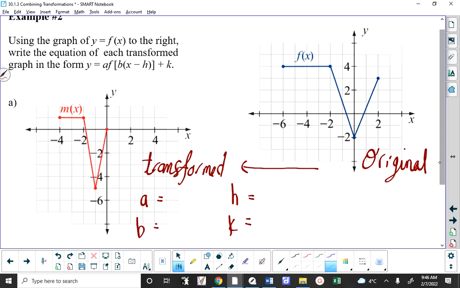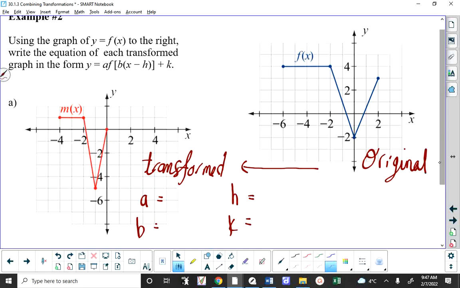So the tips and strategies I'm going to give you here are just that. They're tips and strategies. The first thing I want you to do is look at the general shape of the original graph and the general shape of the transform graph. Has anything been flipped upside down or left to right? No. The corner of the V is on the bottom on the blue graph, and the corner of the V is on the bottom on the red graph. So it hasn't been flipped vertically.